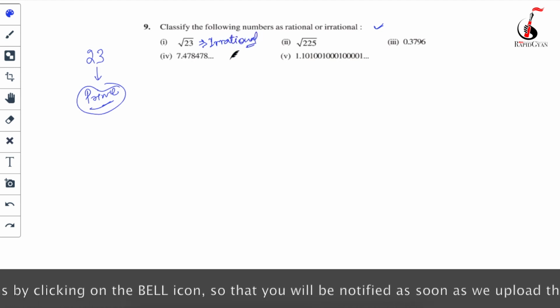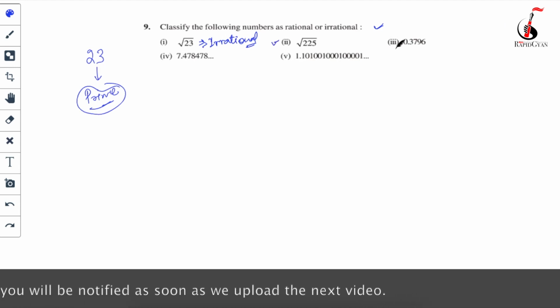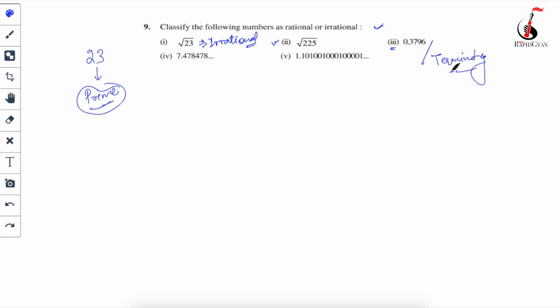Okay. Next one, we'll solve the second part again. So let's solve the third part. Third part is 0.3796. What is this? This is your terminating decimal expression. Terminating decimal expression means this is your rational number.